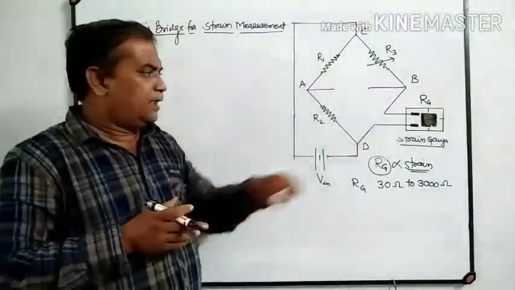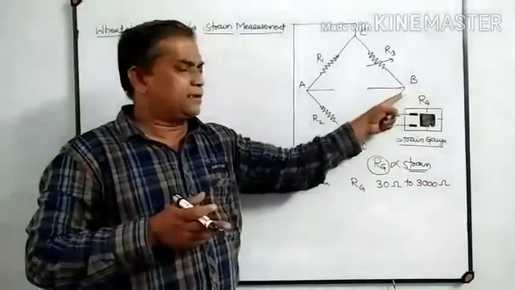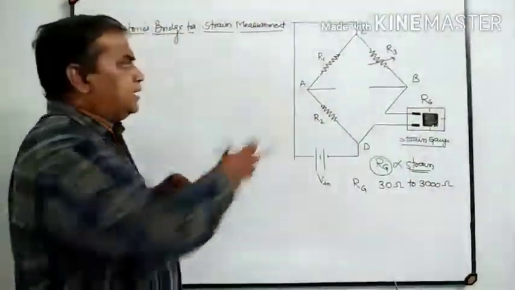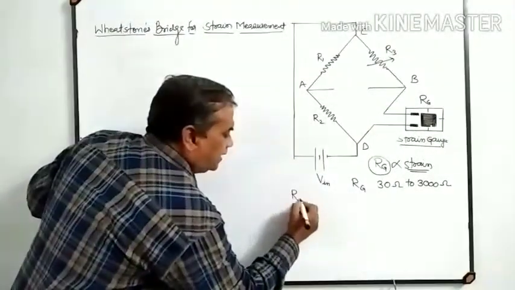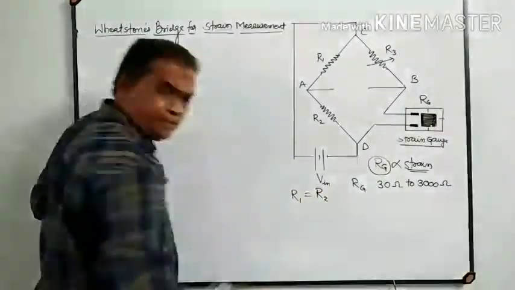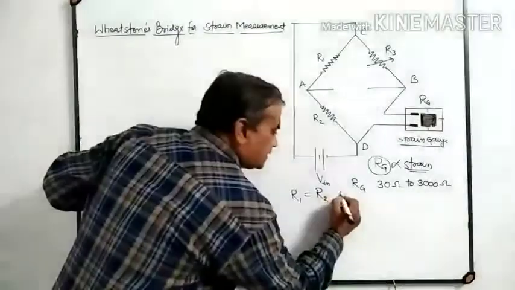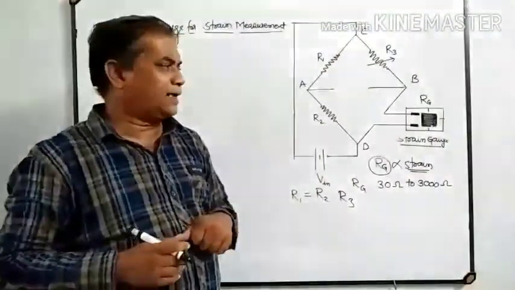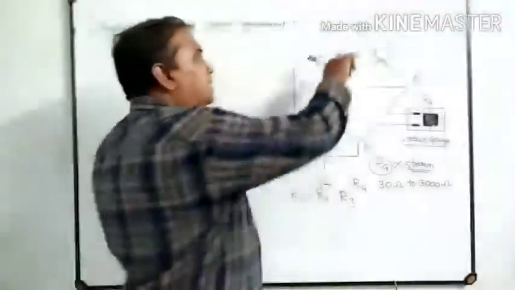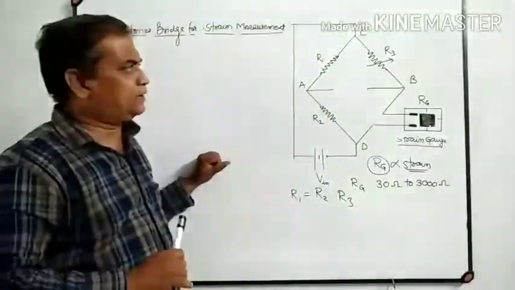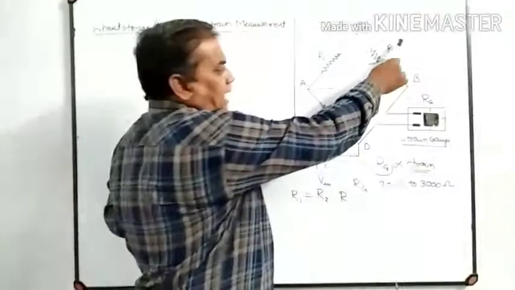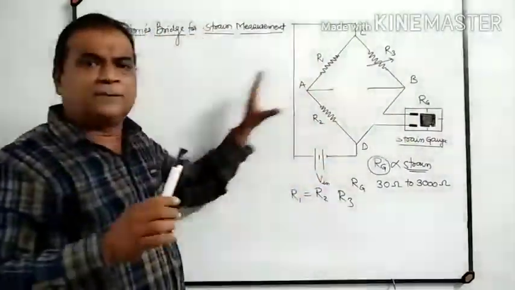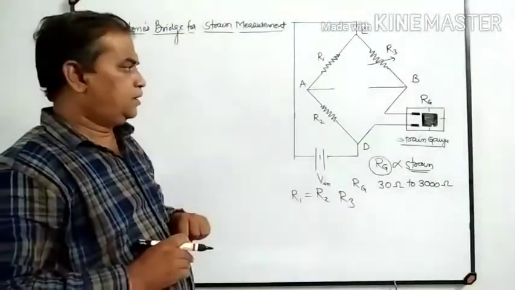For that, a strain gauge is connected in place of one of the unknown resistors. Here the two resistors R1 and R2 are of the same value. Resistance R3 is variable, meaning you can change the value of resistance R3. And here it forms a Wheatstone's network. So here R3 divided by Rg must be equal to R1 by R2, that is the bridge balancing condition.